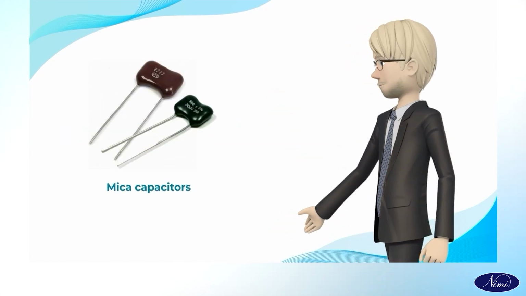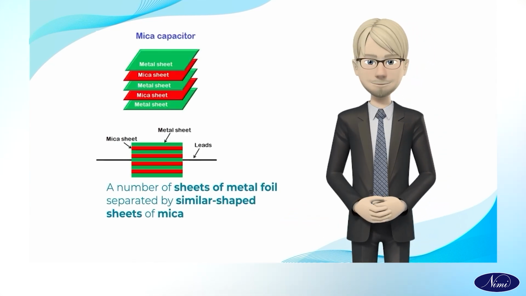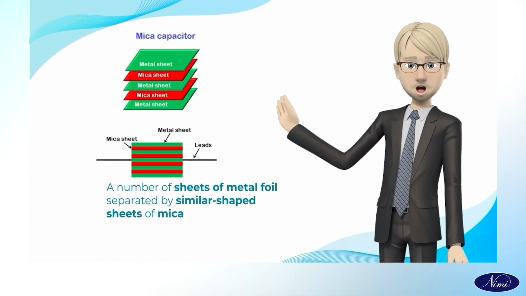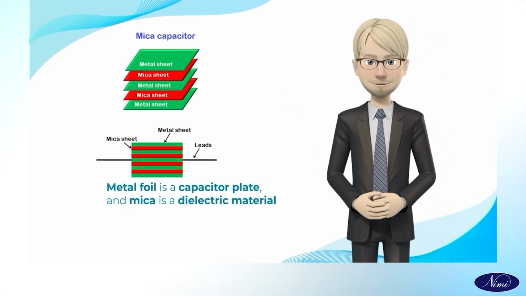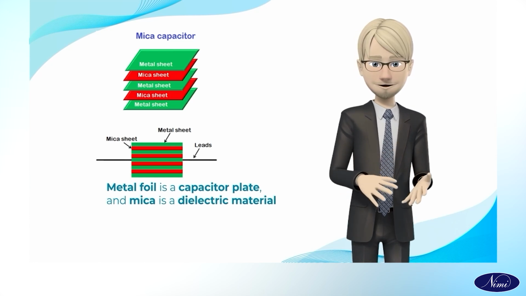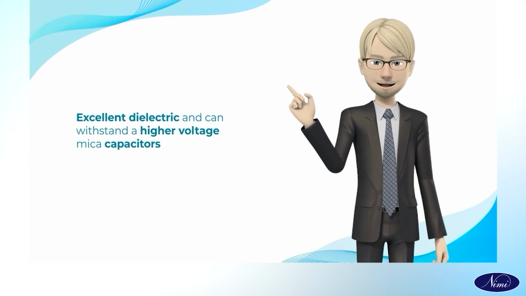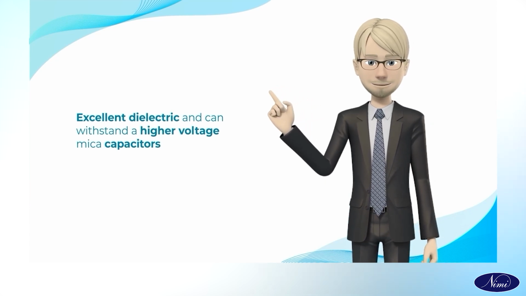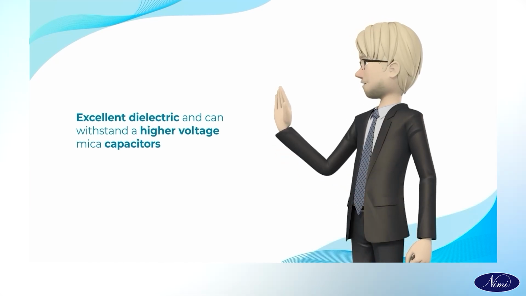Mica capacitors. Mica capacitors consist of a number of sheets of metal foil separated by similar shaped sheets of mica. Here, metal foil is a capacitor plate and mica is a dielectric material. Mica is an excellent dielectric and can withstand a higher voltage. Mica capacitors are mainly used to maintain stability.